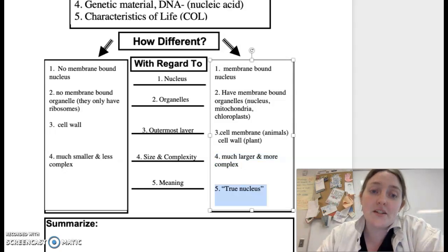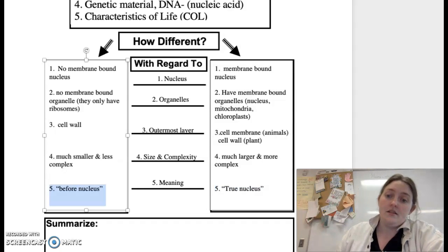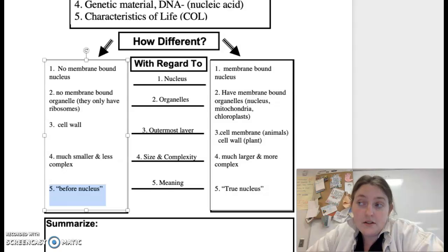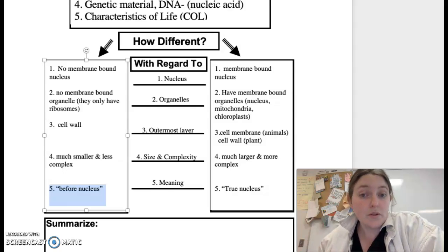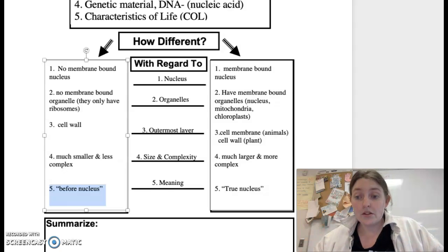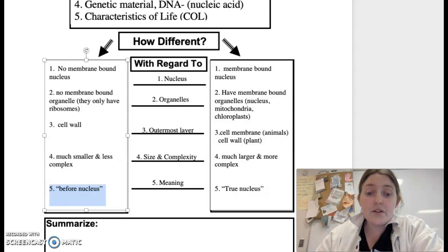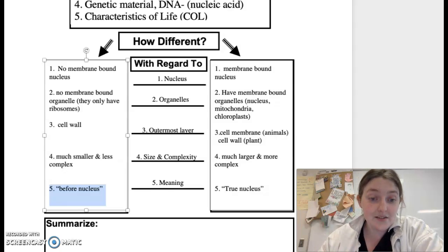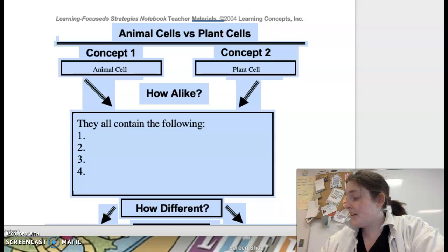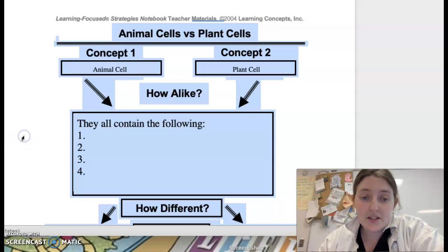And finally, as we talked about before, the naming. Prokaryote means before nucleus. Eukaryote means true nucleus. So that's how a prokaryote and a eukaryote are alike and different. Now we're going to look at animal and plant cells. So if you haven't gotten there yet, I would ask that you would kindly turn to page 25.